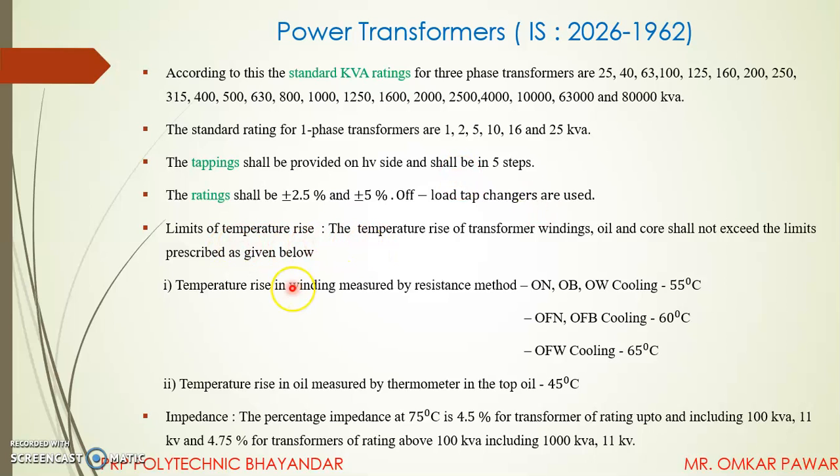Limits of temperature rise. The temperature rise of transformer winding, oil and core shall not exceed the limit. If we are using the oil natural type of cooling method, the limits are 55 degrees Celsius, 60 degrees Celsius and 65 degrees Celsius. And the percentage impedance at 75 degrees Celsius is 4.5% for transformer rating up to and including 100 kVA and 11 kV, and 4.75% for transformers of rating above 100 kVA including 1000 kVA.